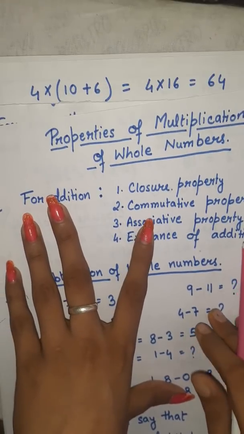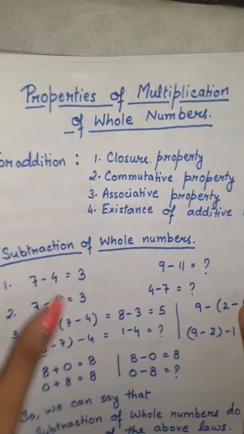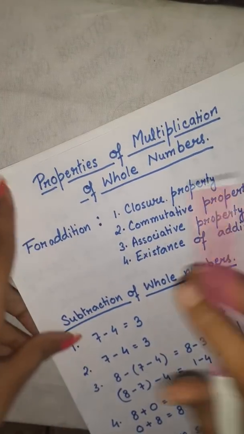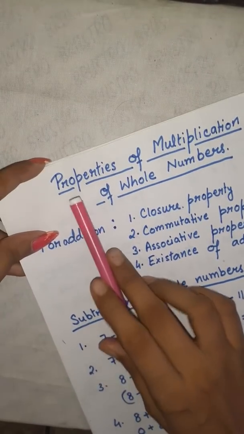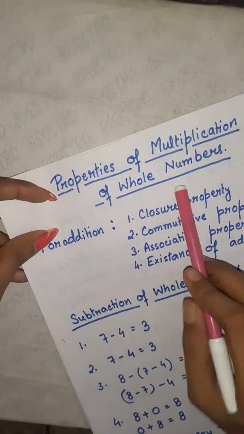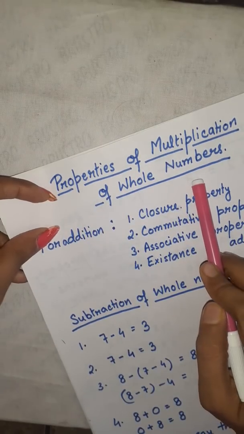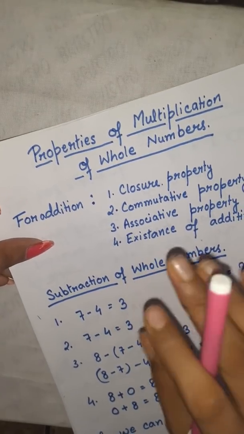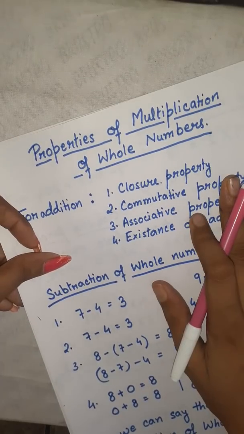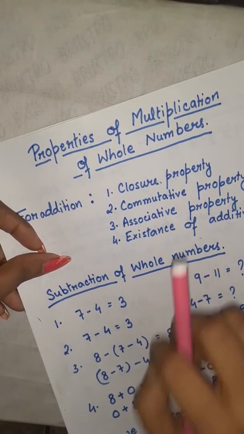Today we are going to study about properties of multiplication of whole numbers. Okay, in our previous class you have studied about the properties of addition of whole numbers. Today we will study properties of multiplication of whole numbers. But before we start, we need to revise something, and based upon our revision we will deduce some more results.